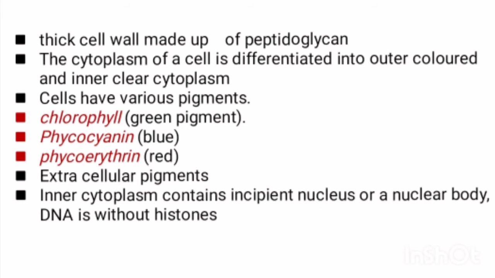Extracellular pigments are also present. Extracellular pigments protect the cells from UV radiation. The inner cytoplasm contains the nuclear body and DNA without histones.